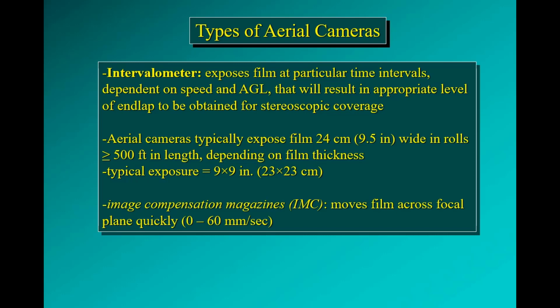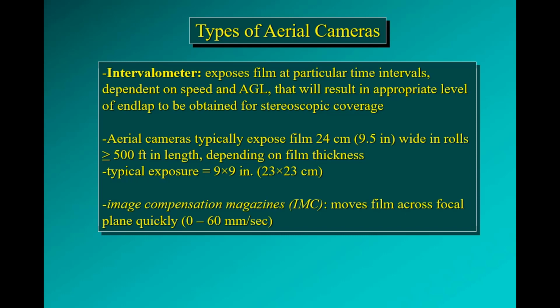greater than 500 feet in length. That actually depends on the thickness of the film. A typical exposure would be 9 by 9 inches or 23 by 23 centimeters, basically for film that is 9.5 inches wide. Now, depending on the speed as well as the altitude above ground level, the film may be advanced slightly during exposure to compensate for image motion. And in order to do that, we utilize typically an image motion compensation magazine or an IMC.